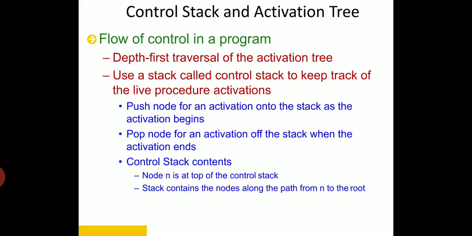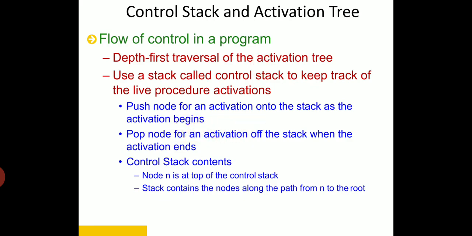Then about the control stack and the activation tree, we know that the activation records will be there, and these activation records can be stored in a stack. That means procedure activations can be stored in a stack, and there are activation trees. Then how can we evaluate the activation tree? To get the flow of control, we have to perform a depth first traversal of the activation tree.